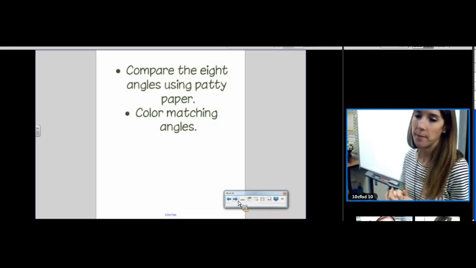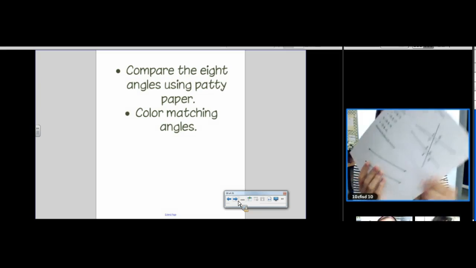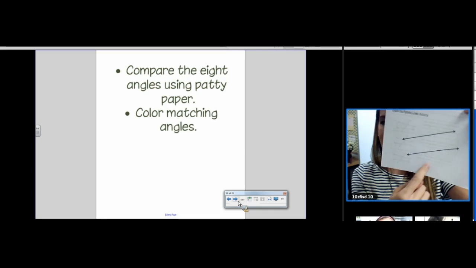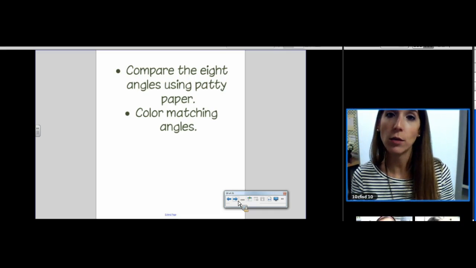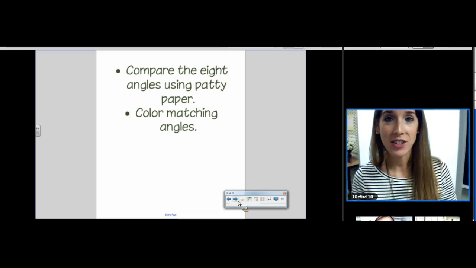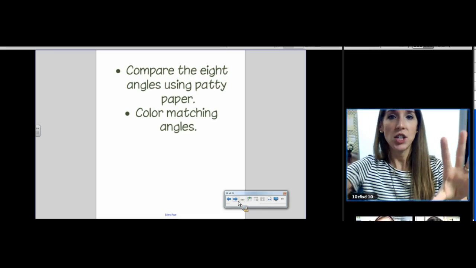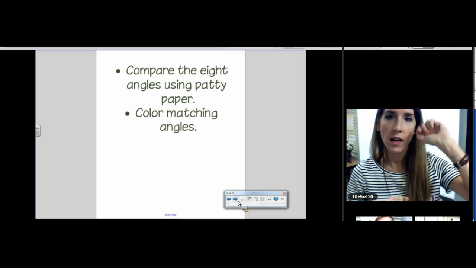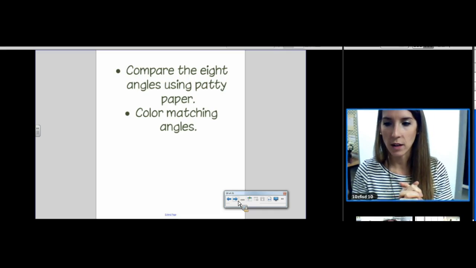Now, I know you guys don't have patty paper. I want you to take your protractor and I want you to measure all 8 angles. I want you to measure the 8 angles that you created. And then I want you to shade the ones that match the same color. So if you find 2 angles that are 87, 87, shade them both blue or something. And if you find 2 other angles that are the same, shade them a different color.